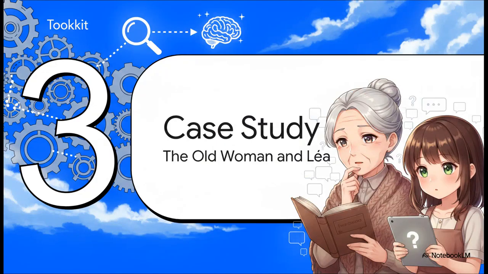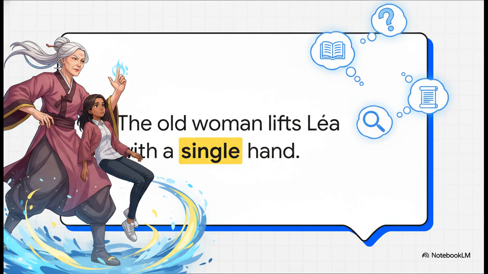All right, theory is great and all, but let's actually put this toolkit to the test. We're going to solve a quick case study I'm calling The Old Woman and Leah. Here's our evidence, our one sentence. The old woman lifts Leah with a single hand. Okay, let's start with the explicit stuff first. What does the sentence say? It says an old woman lifts someone named Leah, and she does it with one hand. That's it. It's written right there. Simple. But you know that's not the whole story.